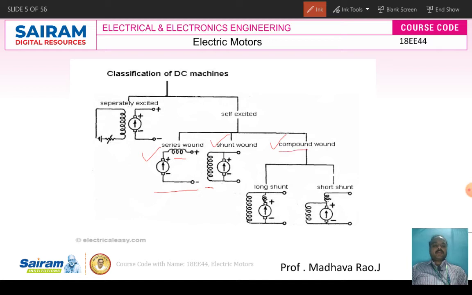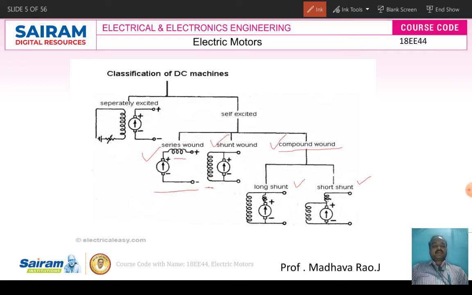Again, compound motors are classified into two types. One is long shunt, the other one is short shunt. In long shunt, the shunt field winding is connected parallel to both the series field winding and the armature winding. Then the motor is called a long shunt compound DC motor.